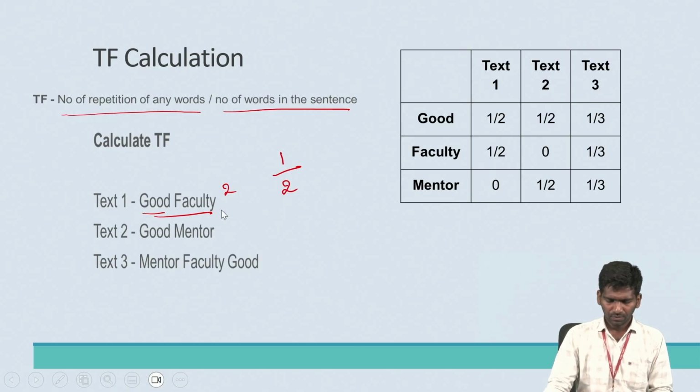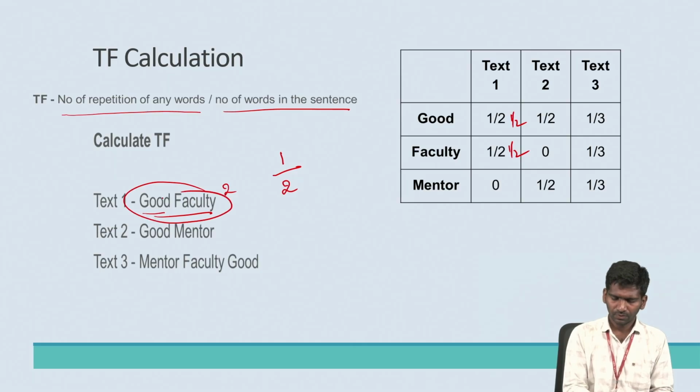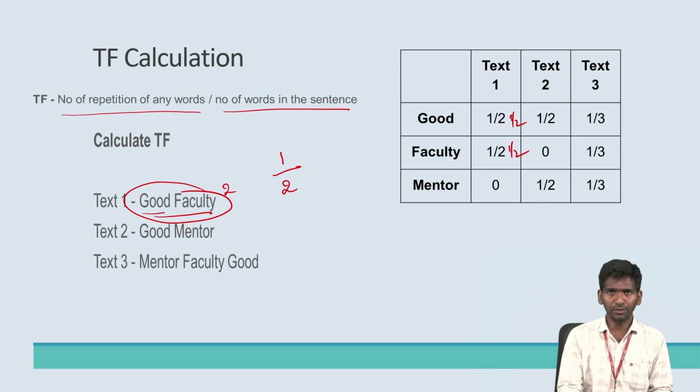So similarly, good faculty. Good faculty, 1 by 2 and 1 by 2. So total there are 2 words, good and faculty, right? And for good it is 1 by 2. This is the number of repetitions of words. If good is repeating 2 times, it will be 2 by 2.